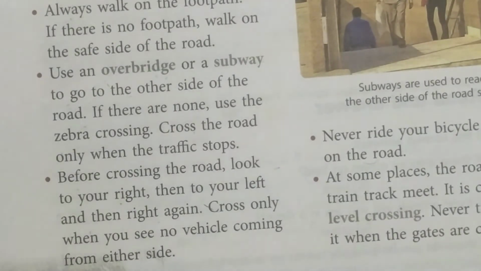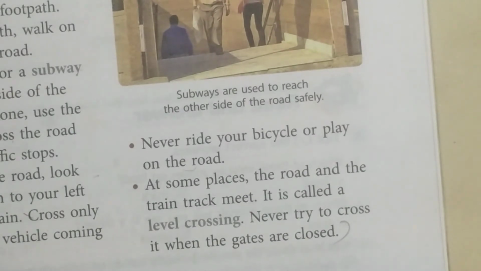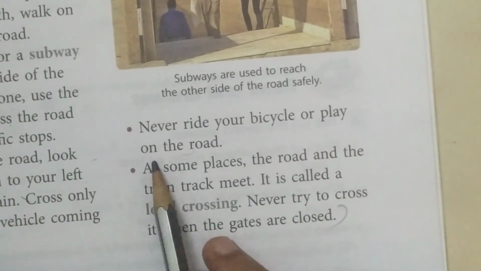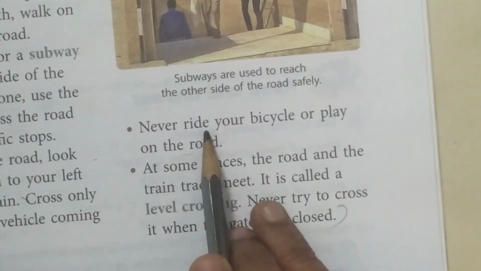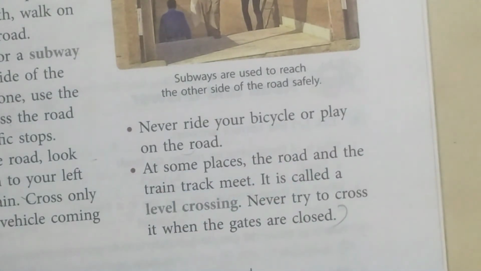Next point, the fifth point, is never ever ride your bicycle or play on the road. Heavy vehicles will be going this side and that side, so you should not play. It's not safe to play on the roads.